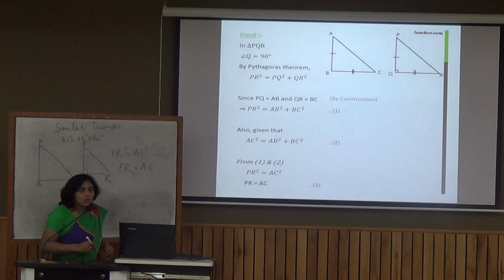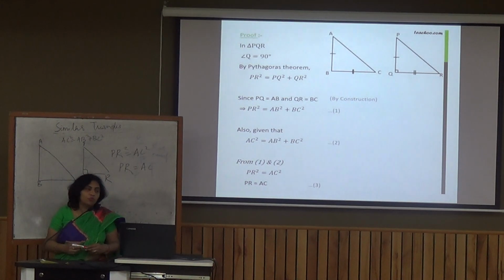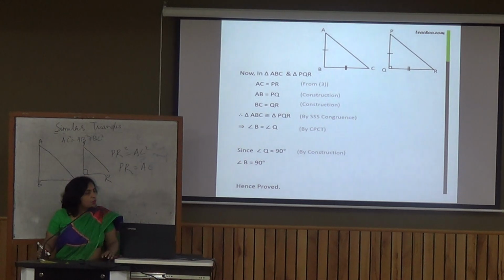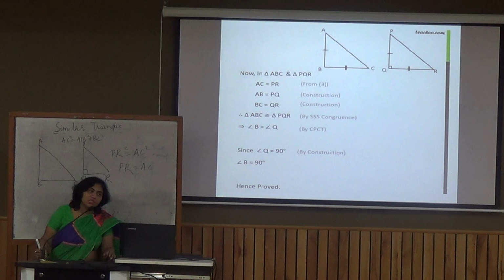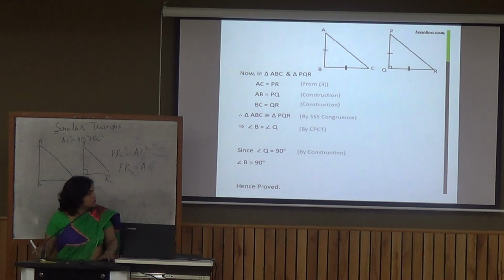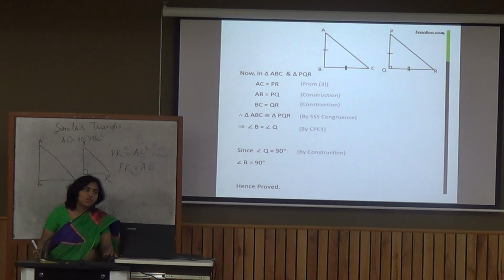Now we have shown that all three sides of both the triangles are equal. So by congruency SSS, we can say that the triangles are congruent, and when triangles are congruent, their angles are also equal by CPCT. Hence angle B is equal to angle Q. And angle Q we have already considered 90. So angle B is also 90, and this proves our converse of Pythagoras theorem.